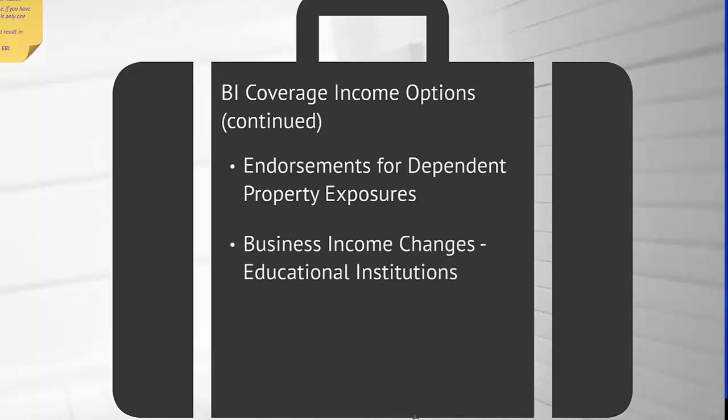Additionally, there is business income changes for educational institutions. This can be used to modify business income forms to make them more appropriate for covering the business income loss exposures of schools. The endorsement addresses the critical time period faced by a school, where schools are only in session during certain months of the year.